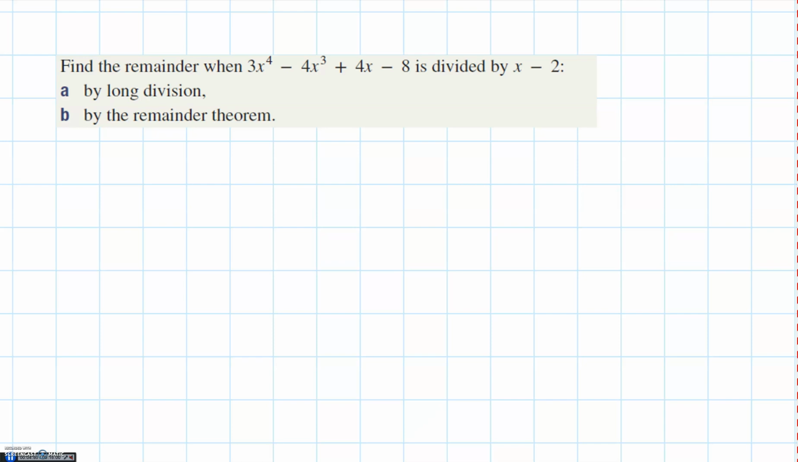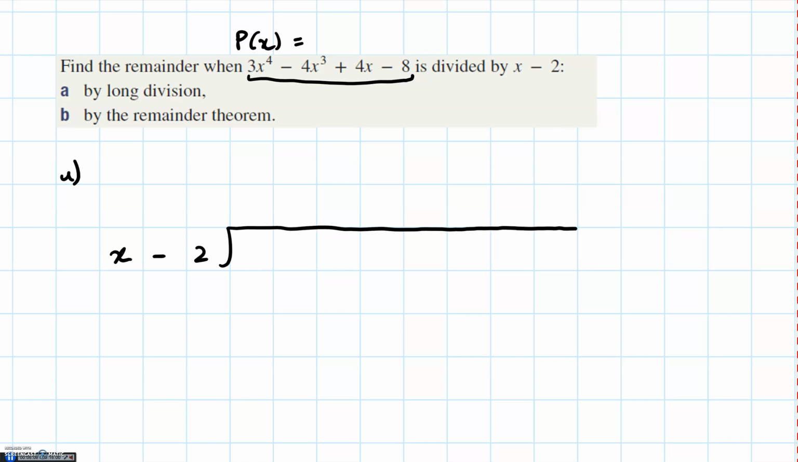Now I'm just going to write here, just for notation sake, I'm going to call my polynomial this thing over here. So let's do part A. We want to do long division. I'm going to go through this quite quickly. If you need a bit more work on this, have a look at the previous videos or the previous section. I'm not going to spend too much time going through this process.